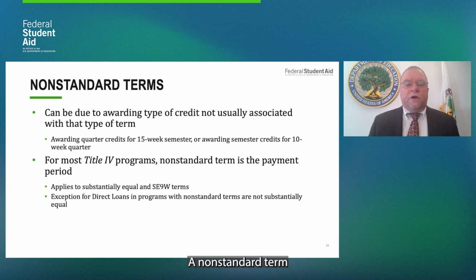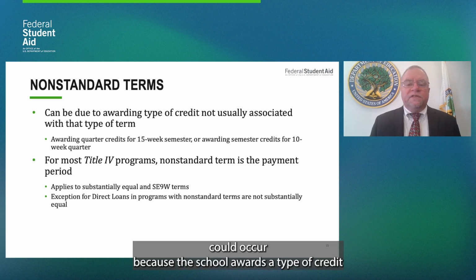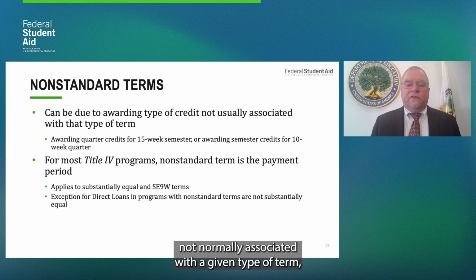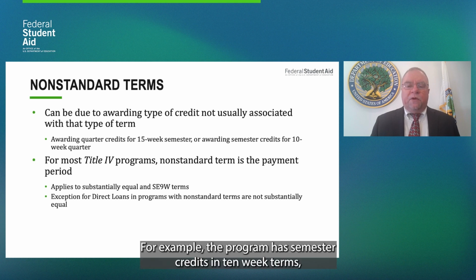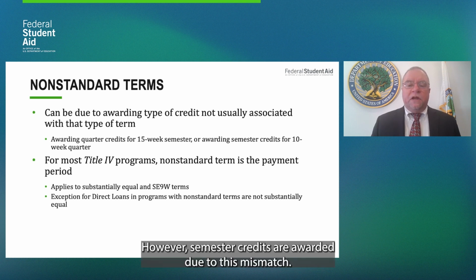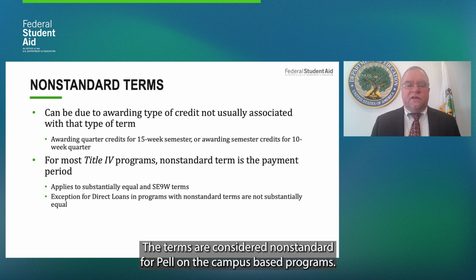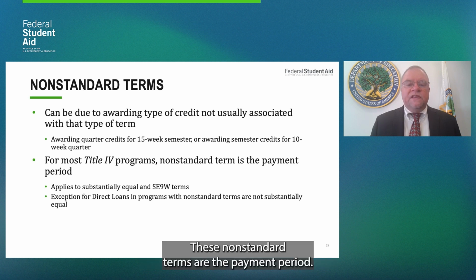A non-standard term could occur because the school awards a type of credit not normally associated with a given type of term, as in the second example on the previous slide. For example, the program has semester credits in 10-week terms, a term length that meets the definition of a standard quarter. However, semester credits are awarded. Due to this mismatch, the terms are considered non-standard. For Pell and the campus-based programs, these non-standard terms are the payment period.